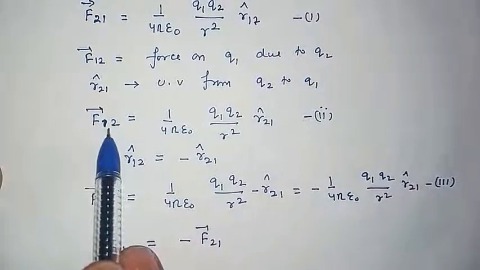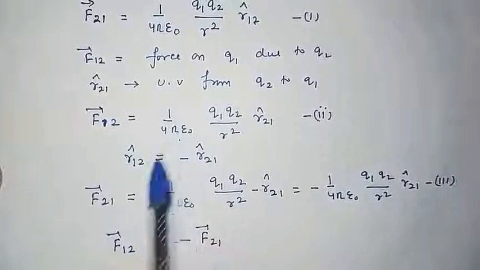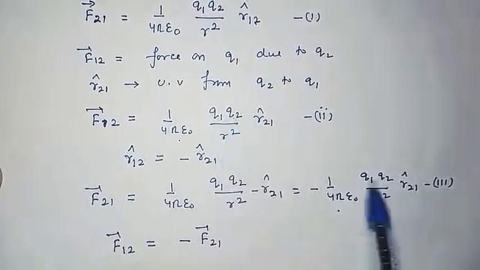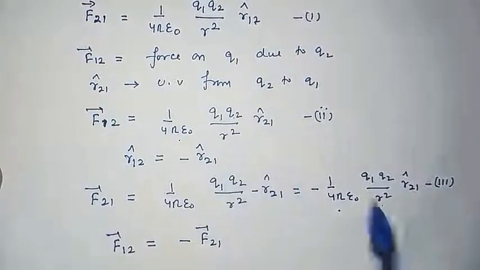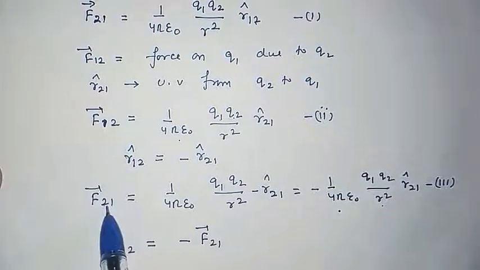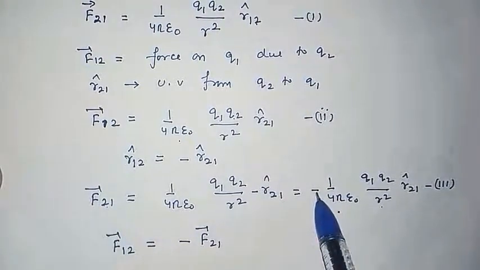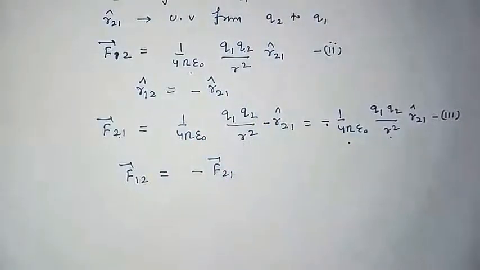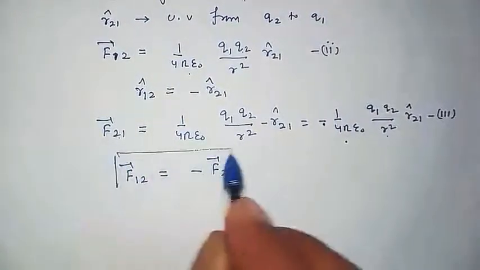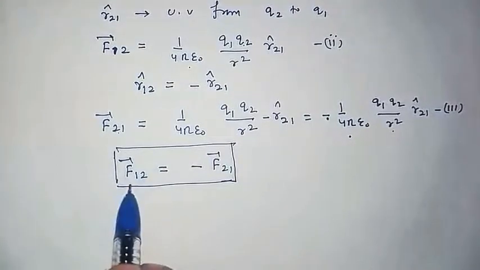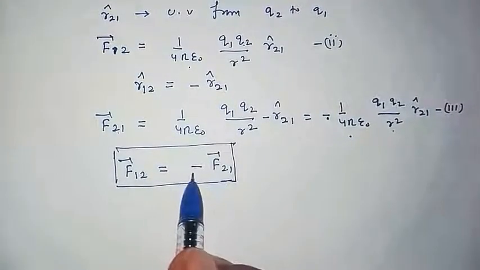F12, what is its value? 1 upon 4 pi epsilon 0, q1 q2 upon r square, R21. F21 is 1 upon 4 pi epsilon 0, q1 q2 upon r square, R21, with a minus sign. So F12 is equal to F21 in magnitude, but the minus sign is there. It means that both the forces are equal and opposite, right? This is the important conclusion we draw from here, that is, action and reaction are equal and opposite.